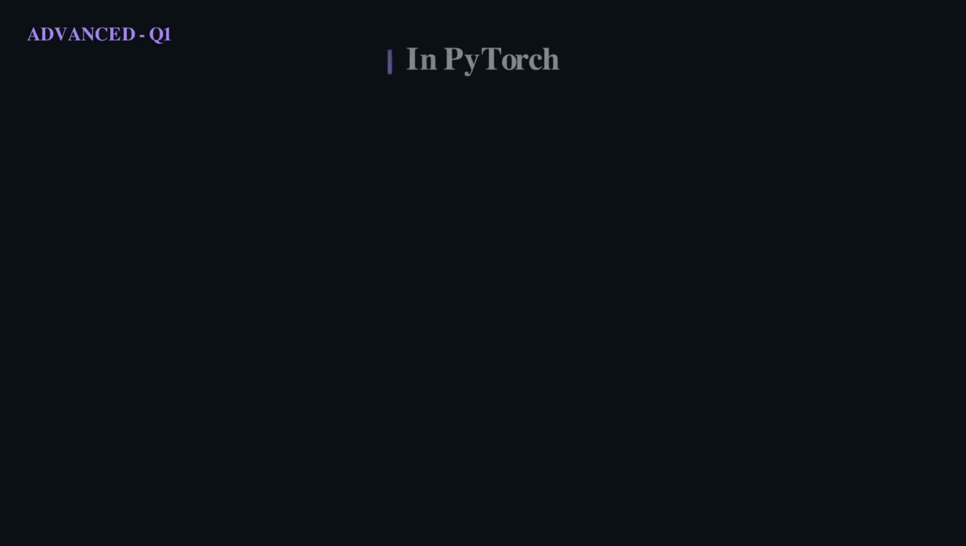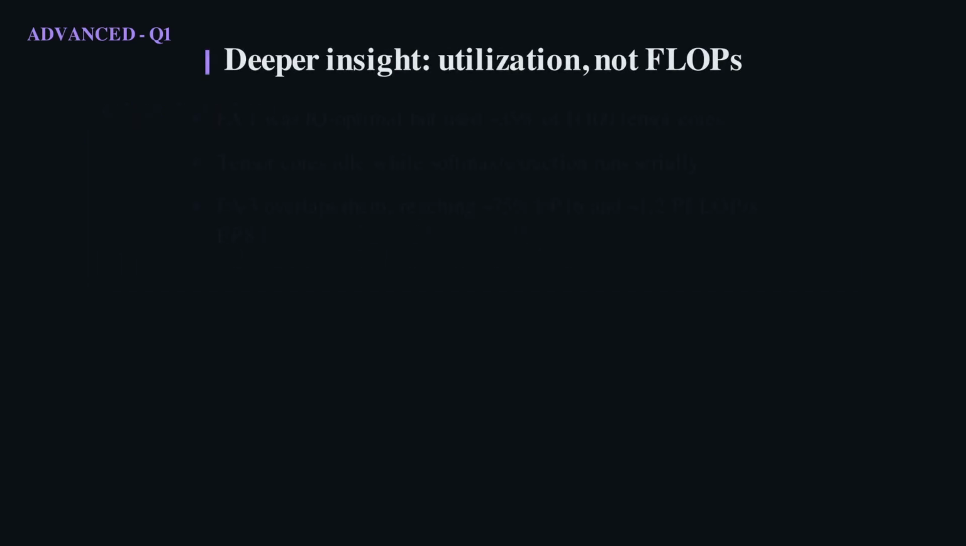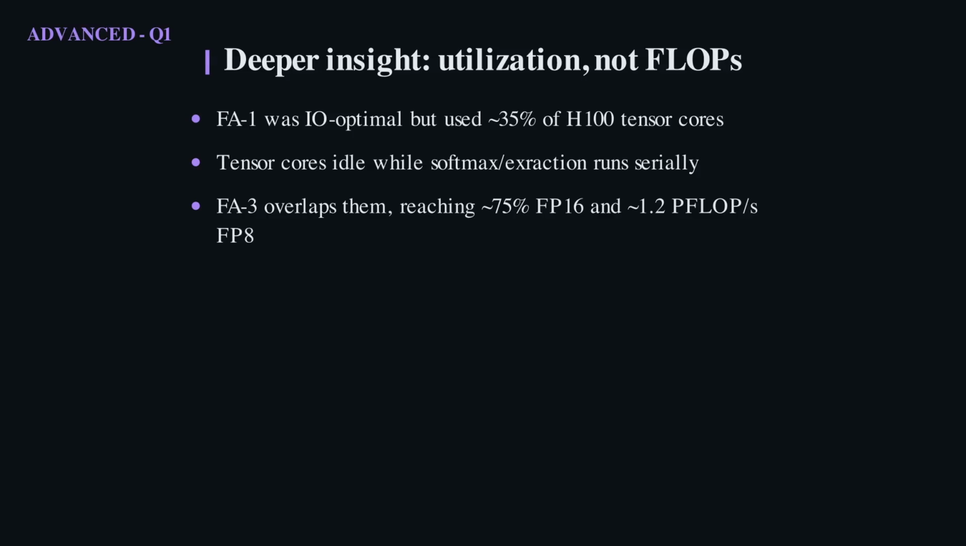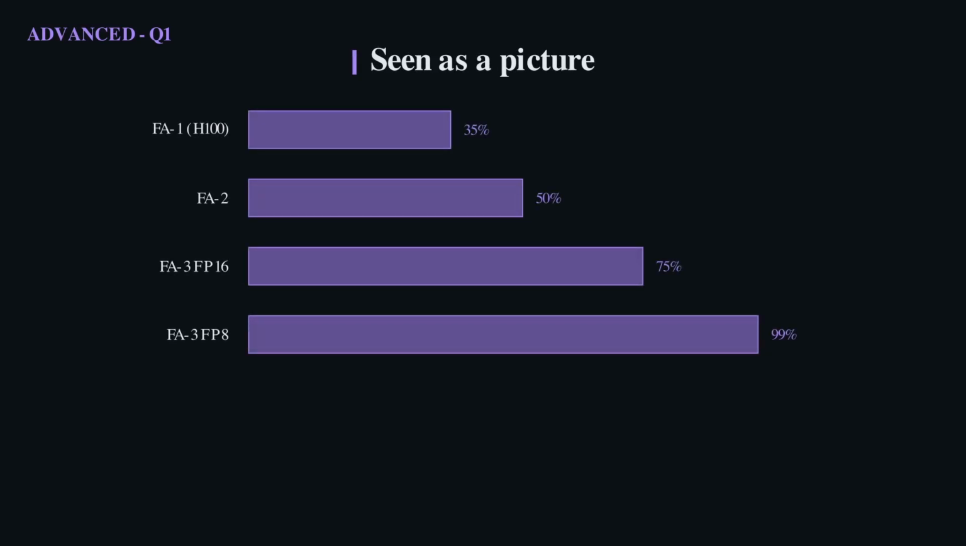You rarely write these kernels yourself, you select them. PyTorch lets you force the FlashAttention backend via the SDPA kernel context. The math is identical, only the schedule on the GPU changes. The subtle point, FlashAttention-1 was memory optimal but still left Hopper's tensor cores idle around 35% utilization while softmax ran. Version 3's asynchrony overlaps those phases, roughly doubling throughput. The climb in hardware utilization tells the whole story. Each version fills more of the GPU's potential. Same attention, progressively better scheduling.